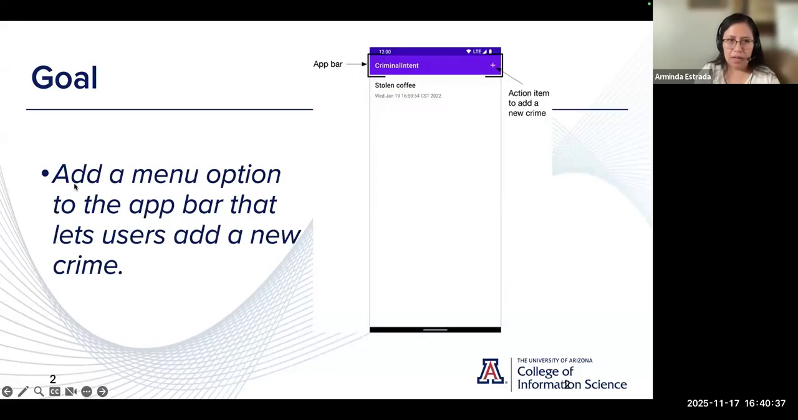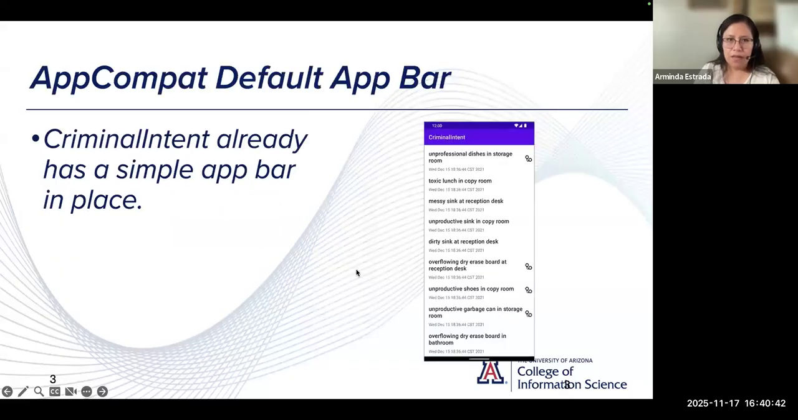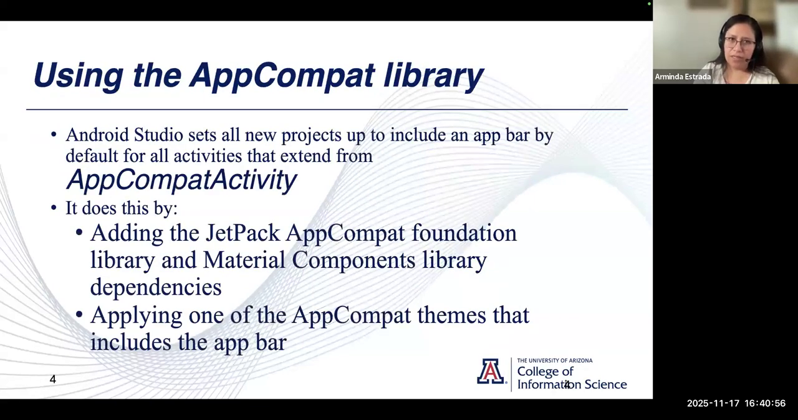All right, so then we add a menu option to the app bar that lets users add a new crime. And so by default, the app bar in Criminal Intent already has a simple app bar in place. So if you have Criminal Intent, you already have this running. You download it, it already has it for us. But if it doesn't, right?